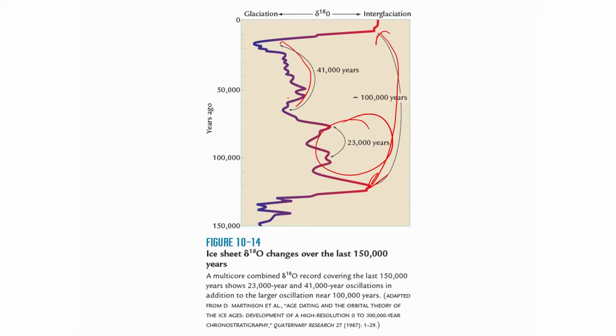Which means the glacier is not just growing, but it's growing in spurts, where you can see the growth and then some melting, growth and melting. This happened on a 23,000 year cycle. There was growth again and then melting, and then growth on a 41,000 year time scale.